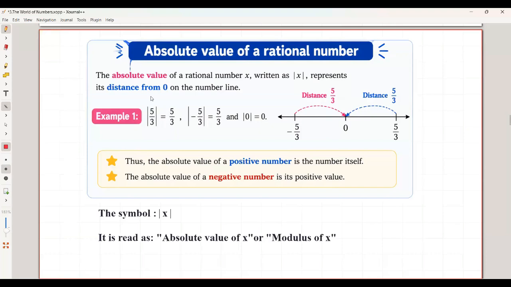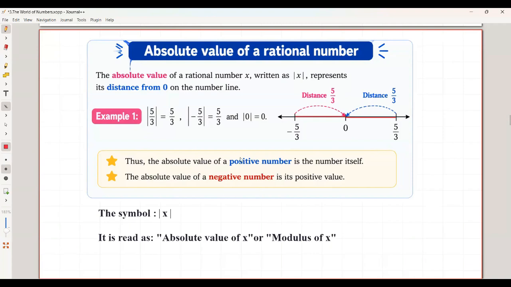It cannot be negative. If you take this 0, the distance between 0 and 5 by 3 is plus 5 by 3. On this side also the distance will always be positive, 5 by 3 only. Modulus of 5 by 3 is equal to 5 by 3. Modulus of minus 5 by 3 is equal to 5 by 3. You can say absolute value of 5 by 3 is equal to 5 by 3, or modulus of 5 by 3 is equal to 5 by 3. Whether it's positive or negative, the result is positive.